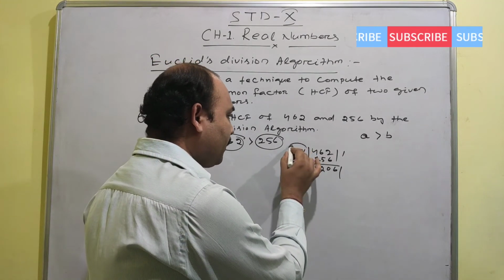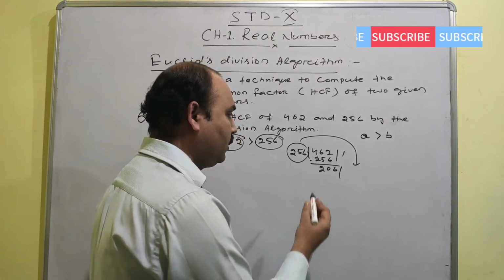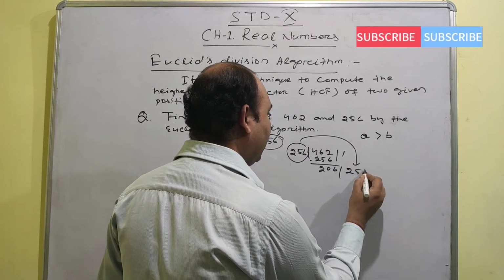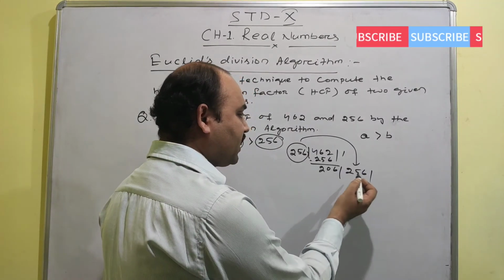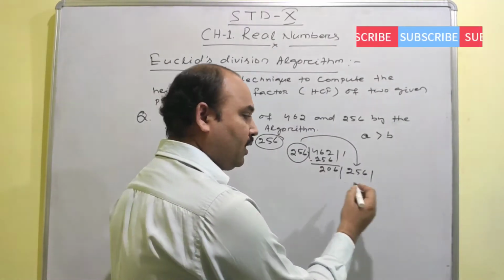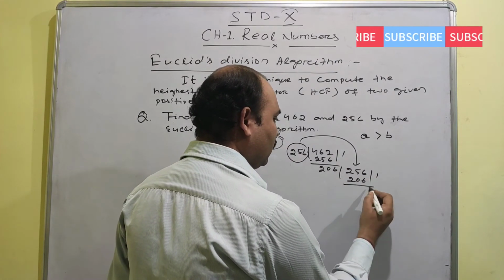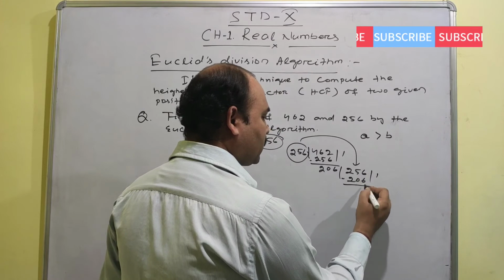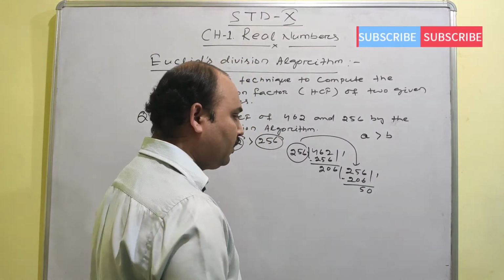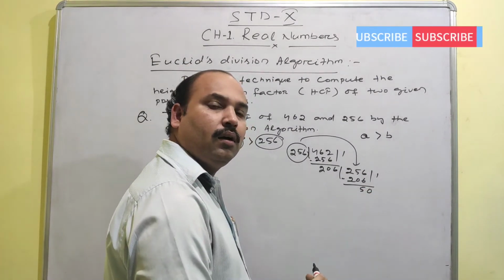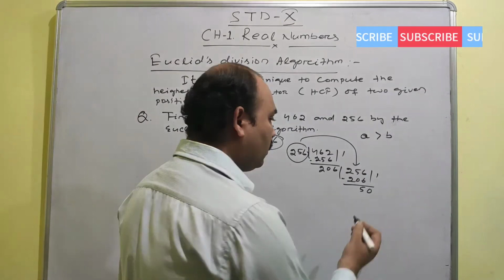And 256 becomes the dividend. Now again we divide: 256 by 206. What will we put? 1. 206 into 1 equals 206. Then subtract, and we get 50. Now 50 will be the divisor and 206 will be the dividend.